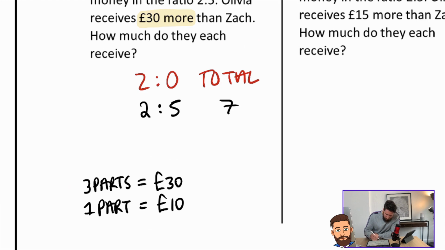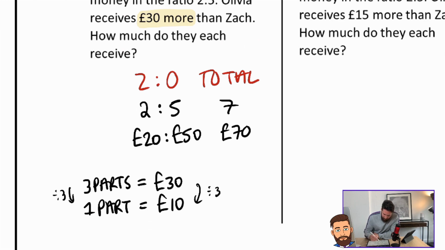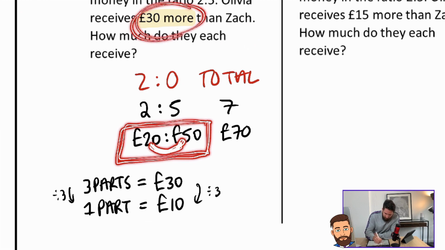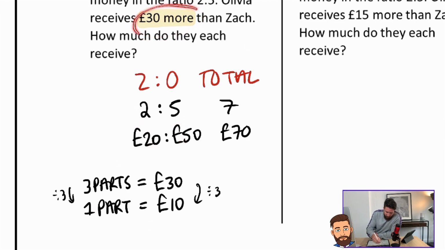So if we know 1 part is 10, now this question is very easy. Zach's getting 2 parts. So Zach must be getting 20 quid. And Olivia's getting 5 parts. So Olivia must be getting 50 quid. They get a total of 70 if you're bothered about that. But as we can see here, clearly, what is the difference between 20 and 50, £30, which makes the question make sense. £30 more, I can see they're getting £30 more.